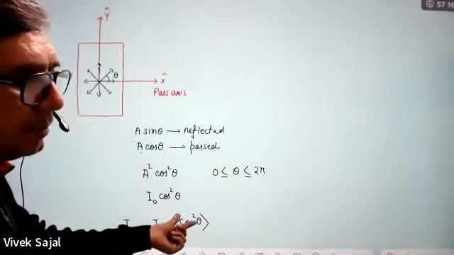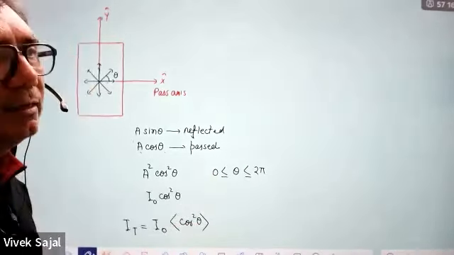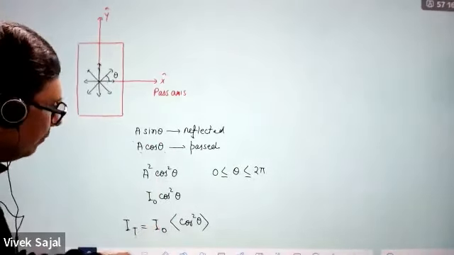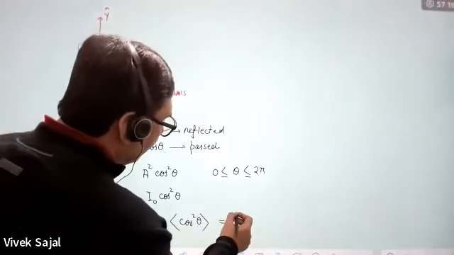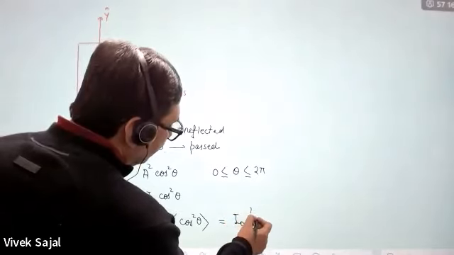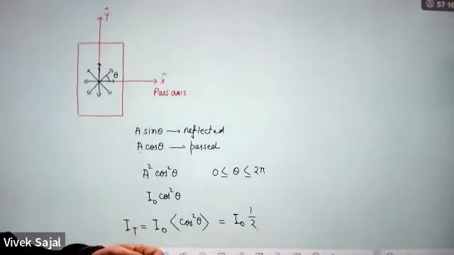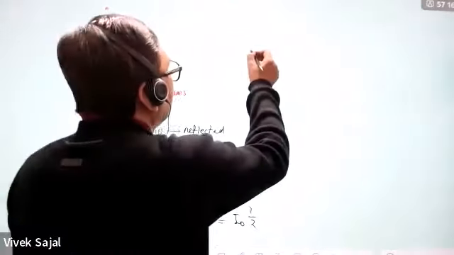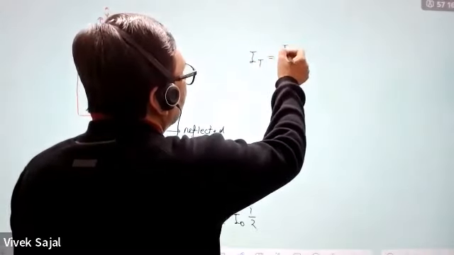So if you take the average of this for theta from 0 to 2 pi, one period of theta, what will it be? This will be the average value of cos square theta. You are aware that it is 1 by 2. So this will be I naught into 1 by 2. The average value of cos square theta for one cycle of theta is 1/2, so the intensity on the other side will be I naught by 2.